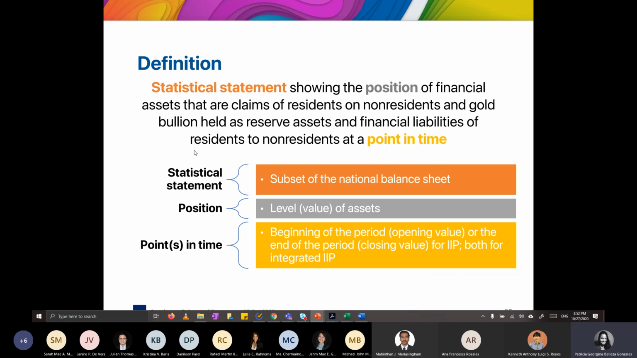So when we say it's a statistical statement, it's a balance sheet, in a balance sheet format. It's a subset of the national balance sheet. We'll again mention how it's different from the national balance sheet.